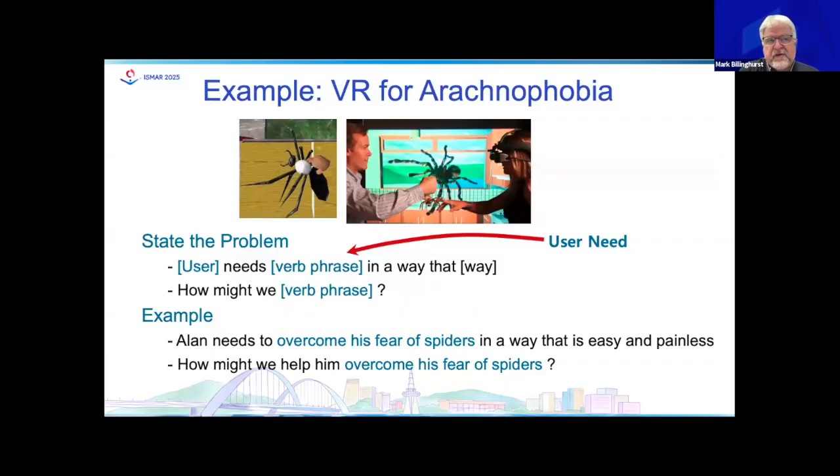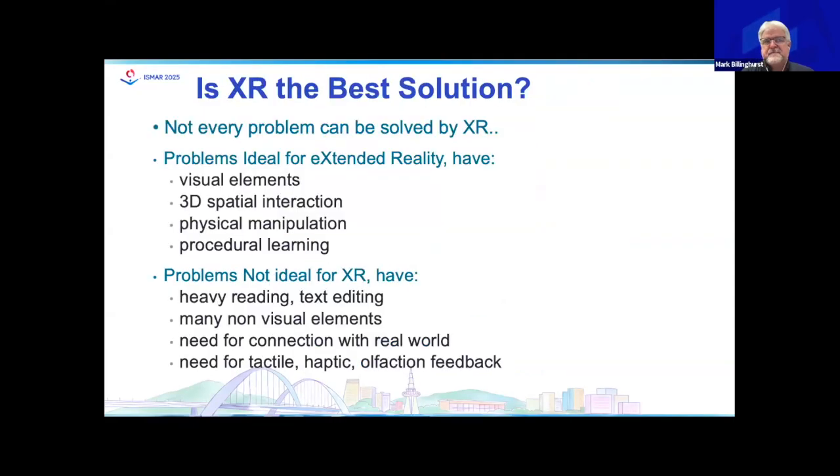So in one way you could express that he has a need to overcome his fear of spiders in a way that is easy and painless. And so how might we help him overcome his fear of spiders? Maybe using VR or augmented reality to help overcome his fear. So that contradiction, seeing him be fearless but also afraid of spiders, led to identifying a need and some insight into how we might address that need. Can you go to the next slide, please?